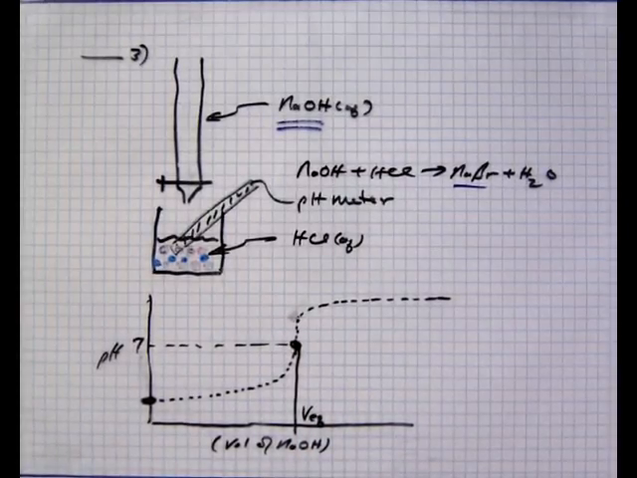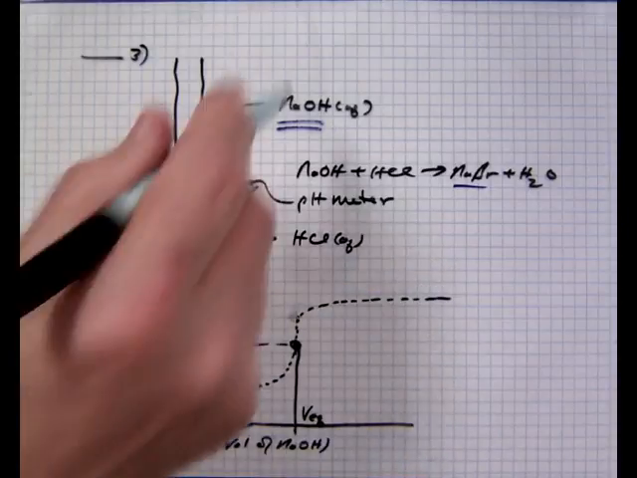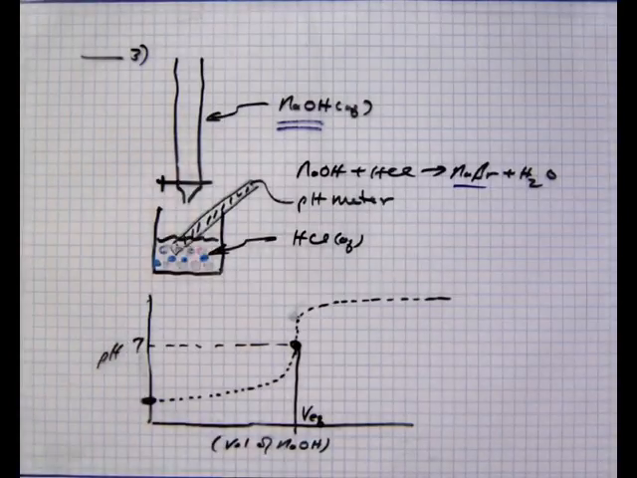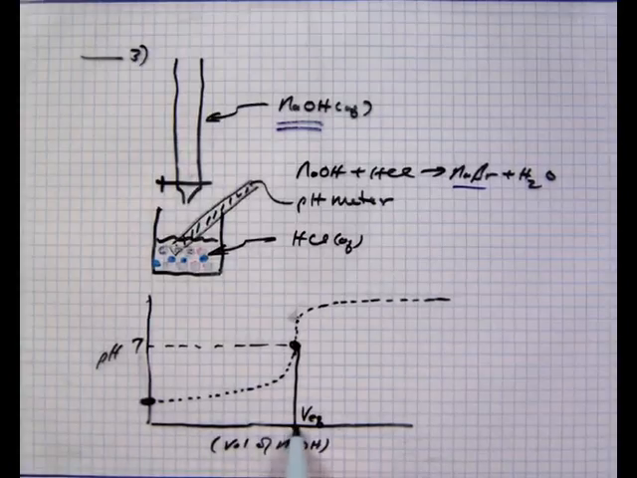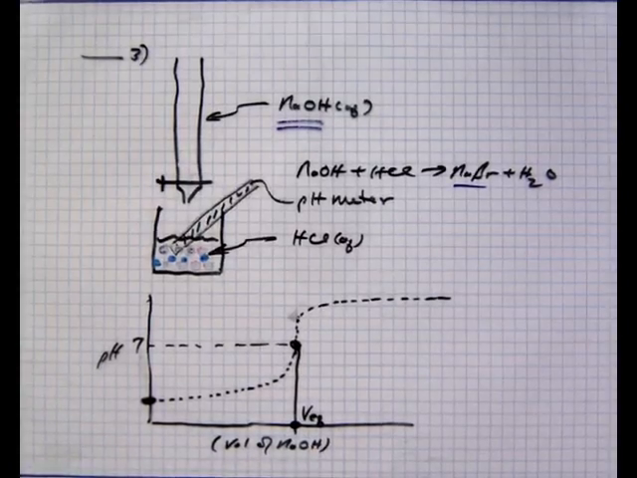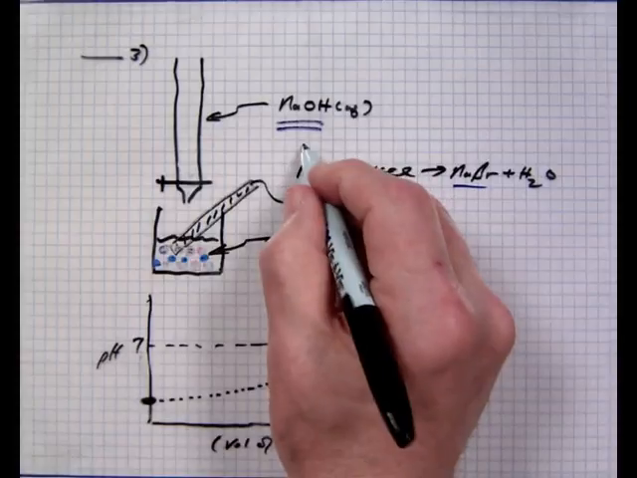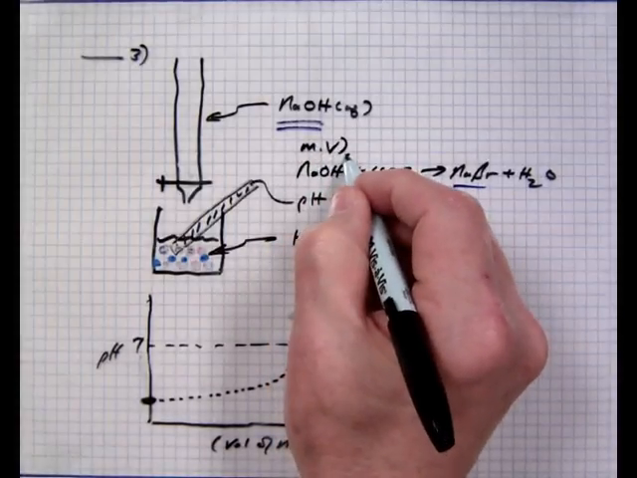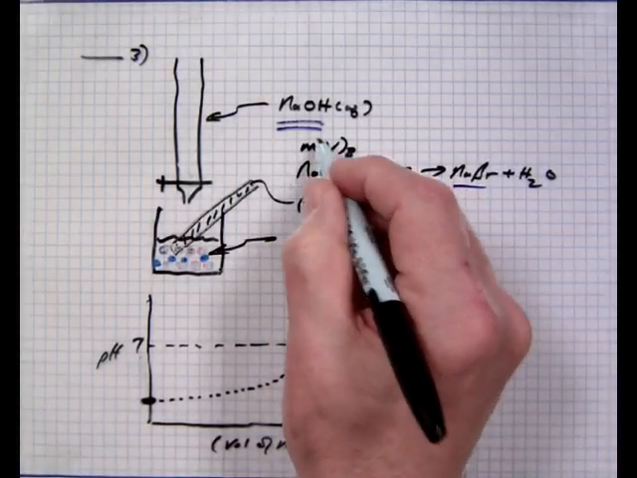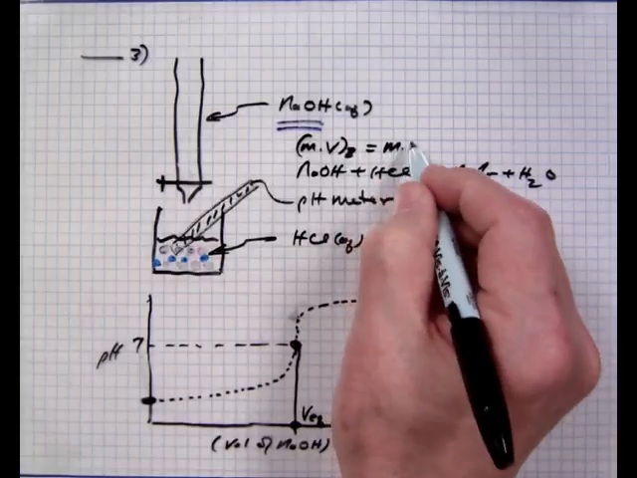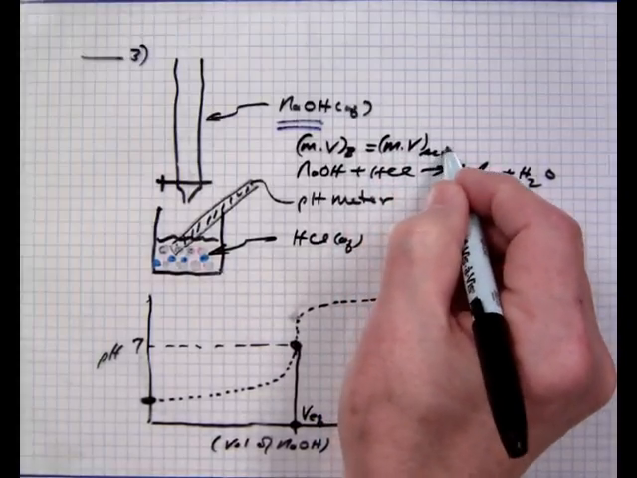The volume of base that we need to completely neutralize the molarity of the acid given is this point right here. And you can calculate that using molarity times volume equals molarity times volume, acid against base. For this right here, molarity times volume of the base equals molarity times volume of the acid.